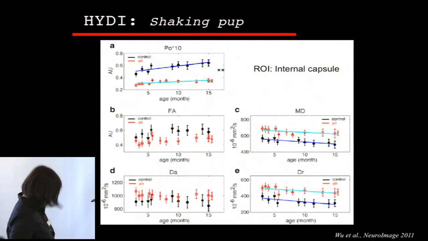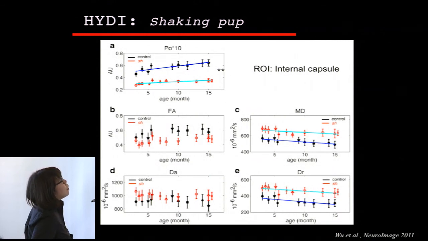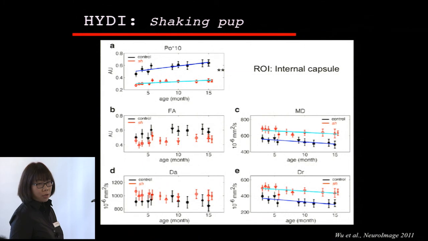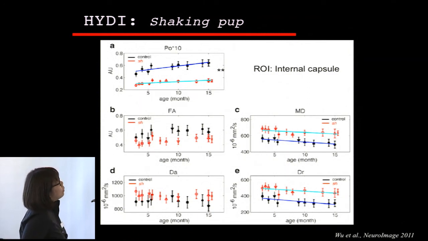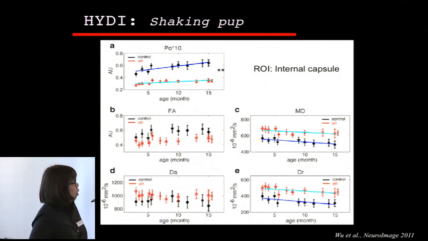And this is a longitudinal study. We studied 6 control dogs and 7 shaking pups, and each dog was scanned twice or 3 times at different age points. Only in P0, MD and radial diffusivity show significant change with age, and only in P0 is there a significant difference of the slope between control and the shaking pups. Although FA has a difference between the control group and the shaking pup group, it doesn't show any significant change with age or the slope.